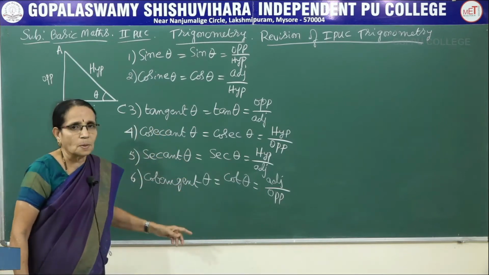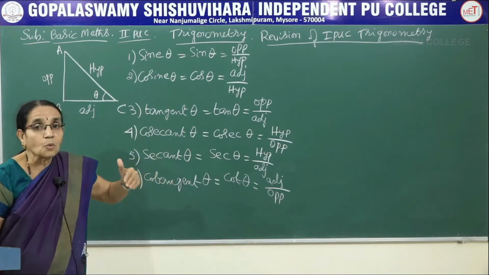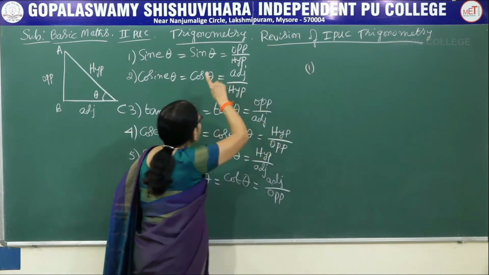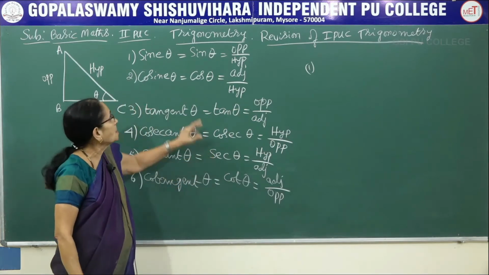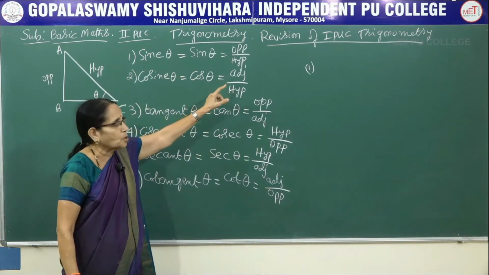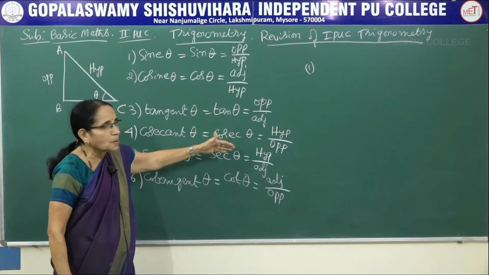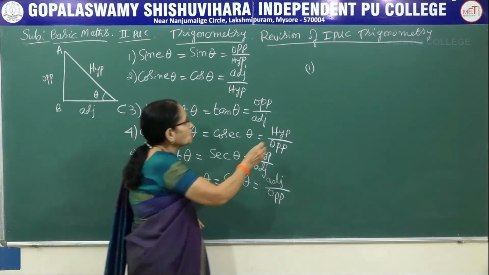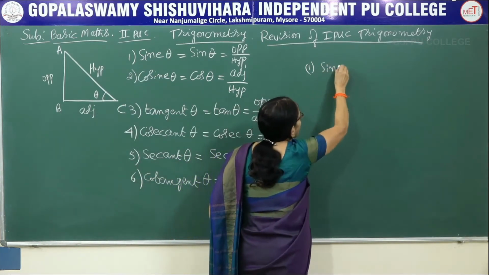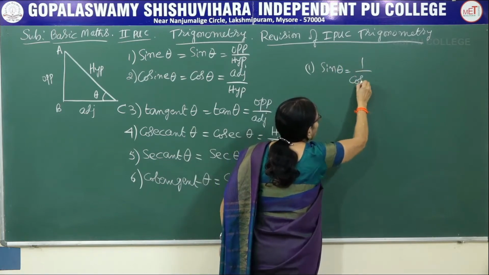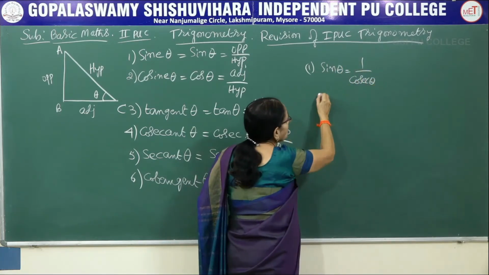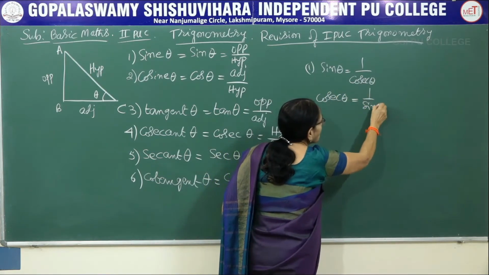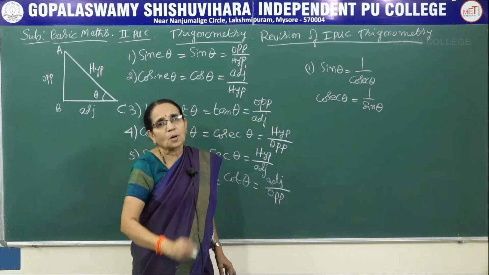Now let us observe all these. By observing them, we get one more piece of information. Look at the definitions of sin theta as well as cosecant theta. Sin theta is opposite by hypotenuse, cosecant is hypotenuse by opposite side. We observe that they are the reciprocal of each other. So how do you write that? Sin theta could be written as 1 by cosecant theta, or cosecant theta could be written as 1 by sin theta. We call them reciprocal ratios.